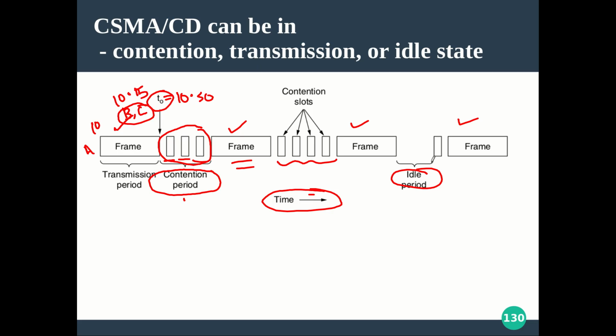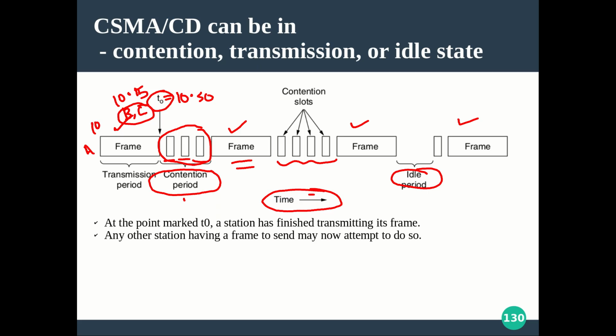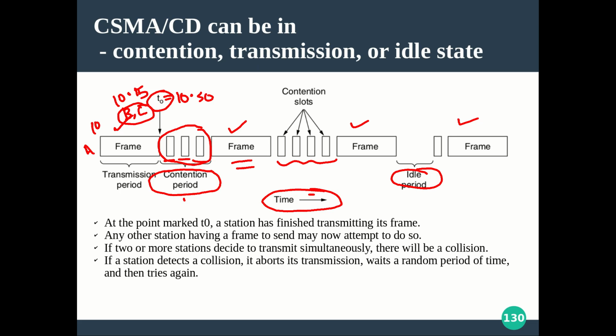So at any time, if you are using the media, CSMA/CD will be in contention, transmission, or idle state. At point T0, just like the example I mentioned, a particular station, A, has finished transmitting its frame. Any other station having a frame to send will now attempt sending at T0, for example B and C. If two or more stations decide to transmit simultaneously, like B and C, there will be a collision, of course. If the station detects the collision, it will abort the transmission, wait a random period of time, and then try again.